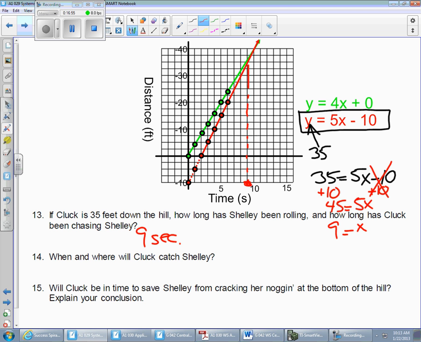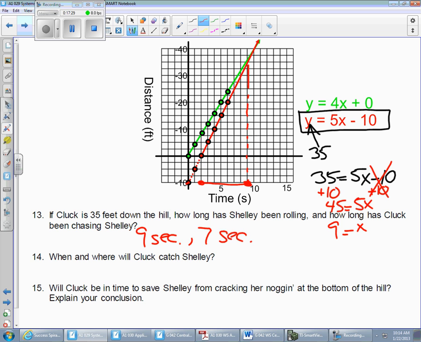Does Cluck start back here running? No, Cluck starts here running, right? Well, so that's from 2 seconds to 9 seconds. Cluck has been running for 7. Shelley's been rolling for 9. So they could have easily turned that around a different direction, to see if we're paying attention. Now, how long has Cluck been chasing Shelley? I got ahead of myself. The next question kind of asked that, didn't it? How long has Cluck been chasing Shelley? Well, because of that 2-second head start, Cluck's only been chasing for 7 seconds.